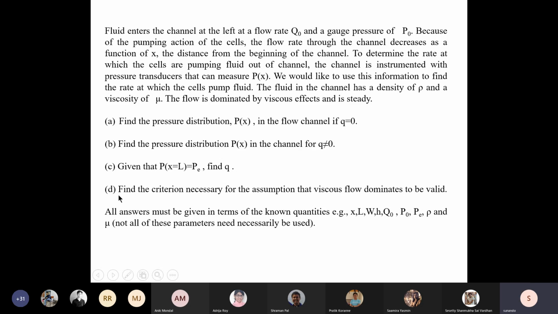And the last part is we need to identify the criteria necessary for our assumption, which we need to solve the problem, that viscous flow is going to dominate. And the answers must be in terms of the known quantities: L, W, H, Q naught, P naught, P_E, rho, and mu. Of course, for all the answers, not all of these are going to be needed. Is the problem statement clear to all of you?